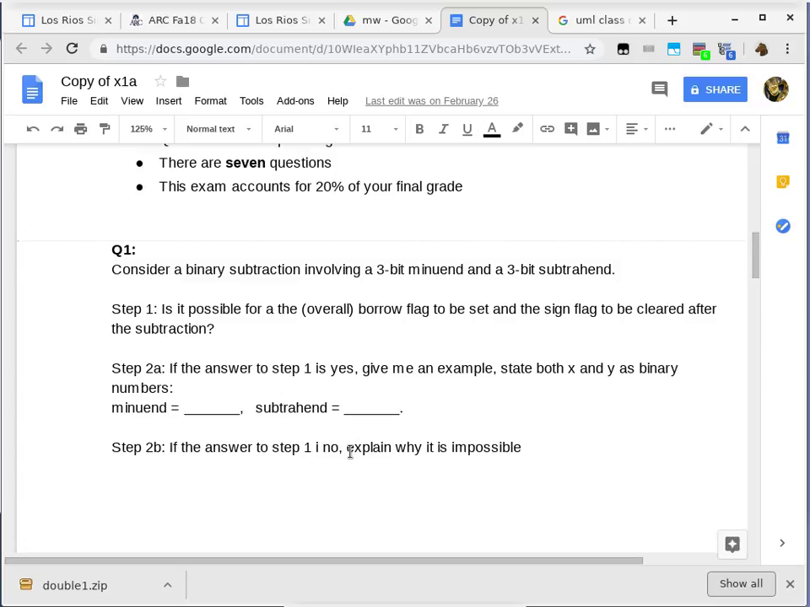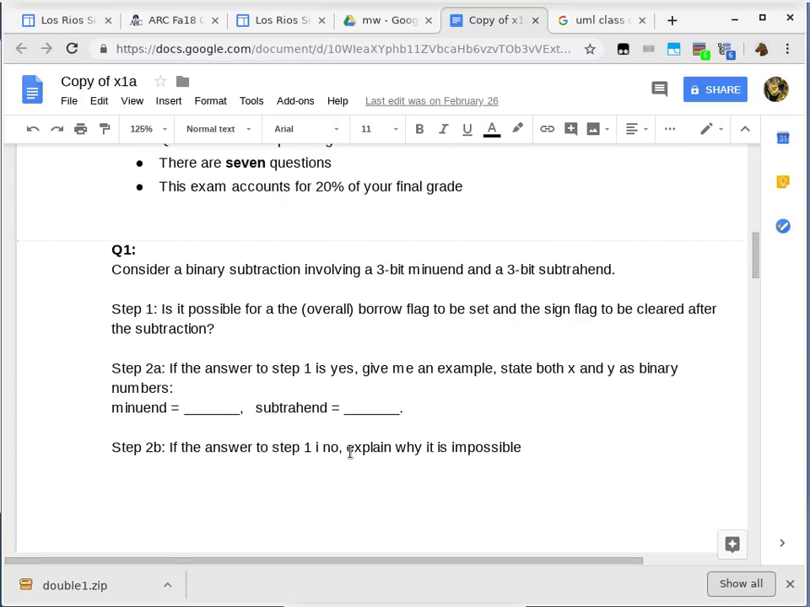Okay. What about the sign flag after a subtraction? It's a little bit tricky, right? Because if the sign flag after the subtraction is cleared, it can mean that the minuend is not less than the subtrahend if it's not overflowing. On the other hand, if it is overflowing, it can also mean that the minuend is actually less than the subtrahend. So there are two scenarios in that case. So you kind of have to think about all of these branches.